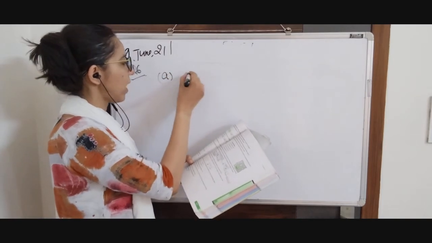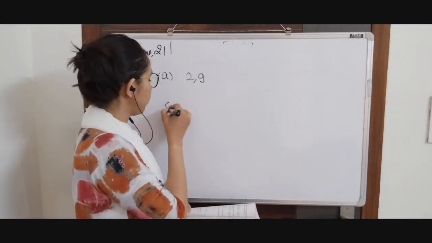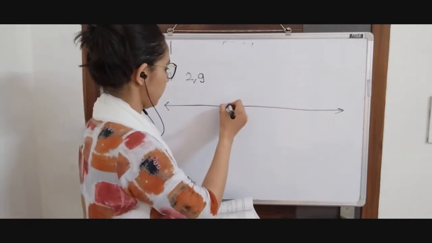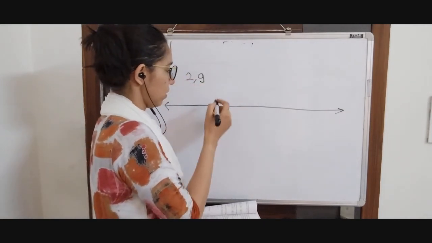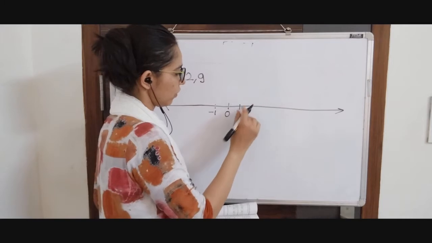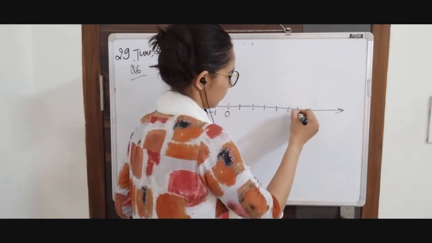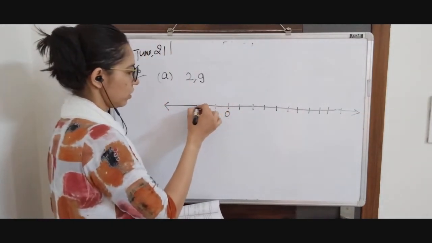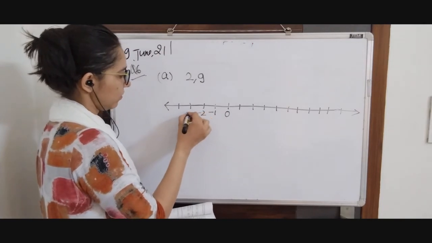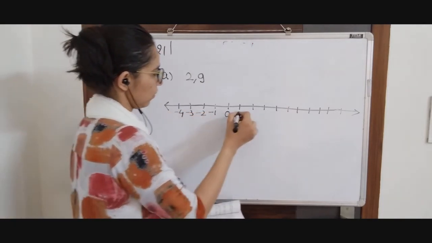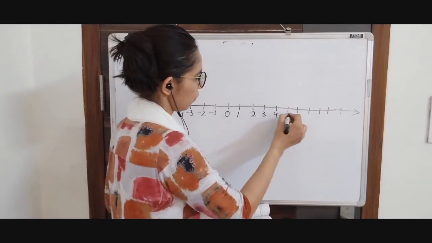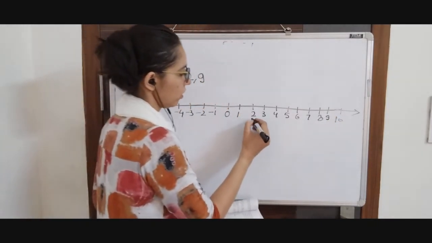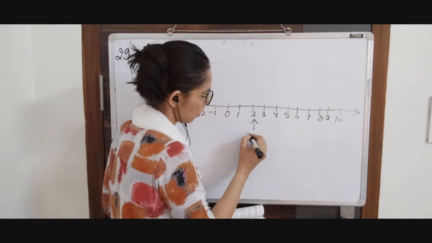First part is 2 and 9. So we will represent both the numbers on the same number line, otherwise we won't be able to compare them. So 0, -1. First we will mark the equal divisions. You will use the ruler in your copy and you will use pencil instead of your pen for drawing your number line. 1, 2, 3, 4, 5, 6, 7, 8, 9, 10. So this is your 2.